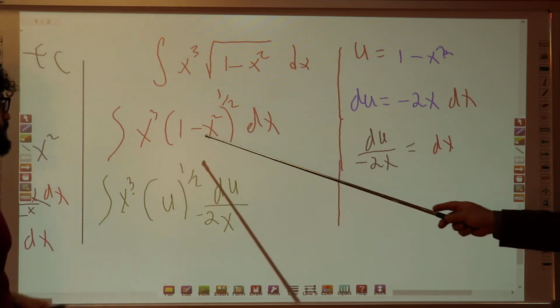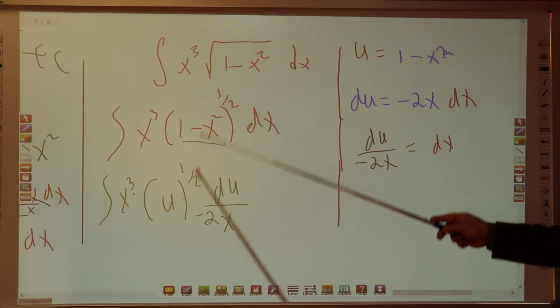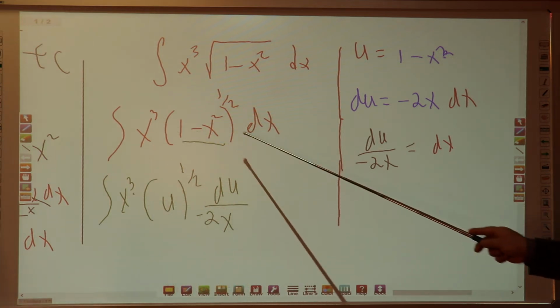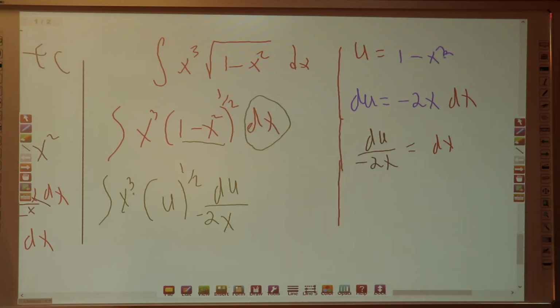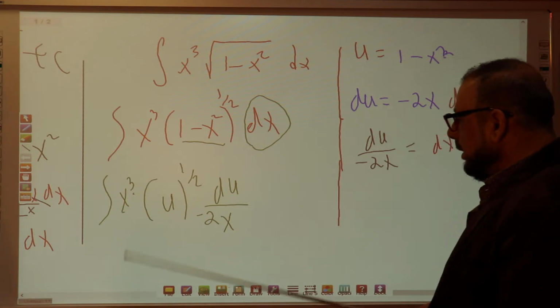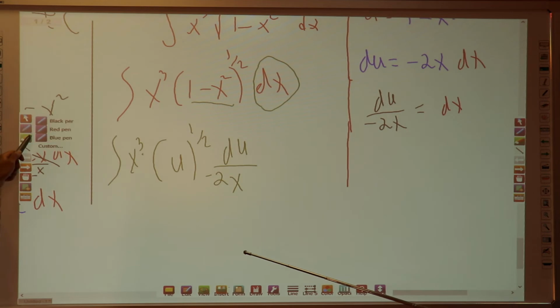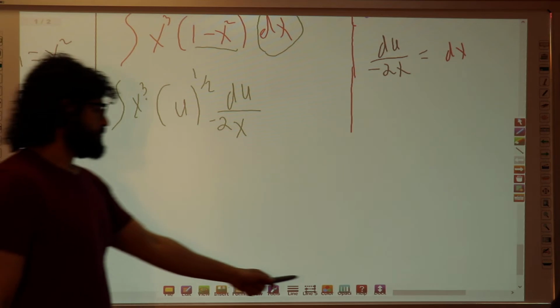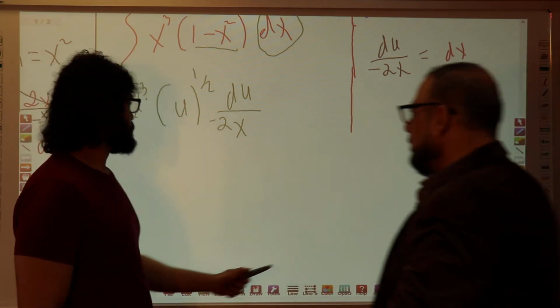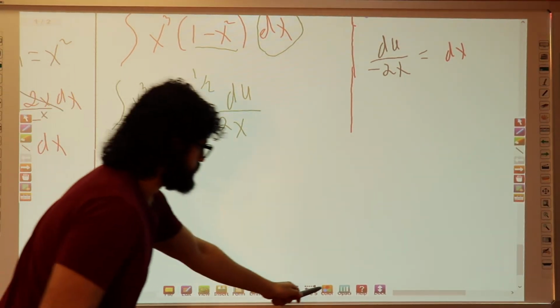Then what he did, this guy is u to the half, x cubed he lifted, dx changed to be du over negative 2x, right? Then what you have to do, just move the board a little up. Move more. Okay, good. What you have to do, can I just extend this line? Hold on, 1 second. Okay, go ahead, yeah. You have to shoot the bin first. Right?